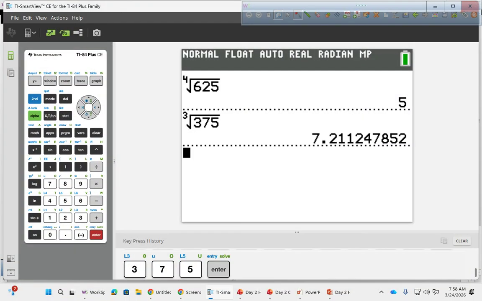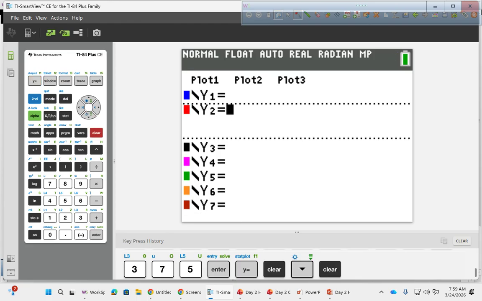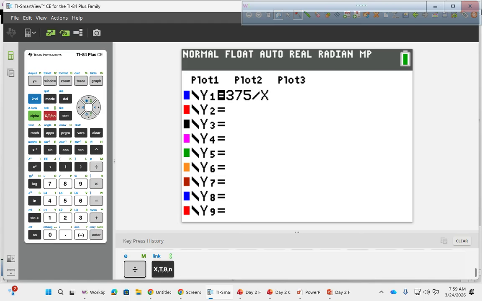When you get a decimal, just like you would for a square root, you go to the y equals screen. The key here is just making sure you're not using second x squared, because we're no longer looking at a square root here. So I'm going to go to the y equals screen, and just like I would for any other problem, I'm going to do 375 divided by x.